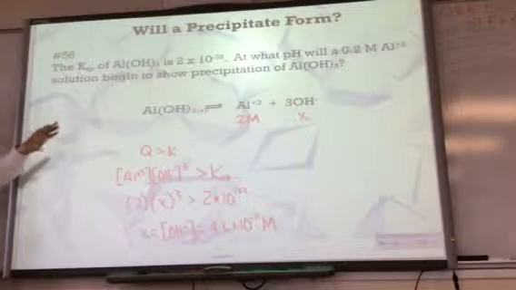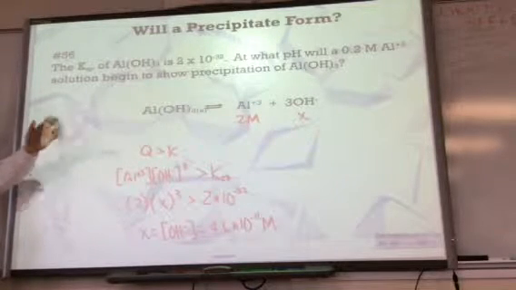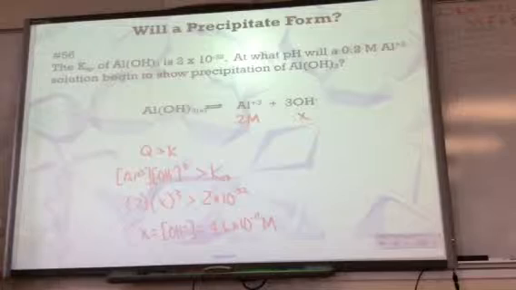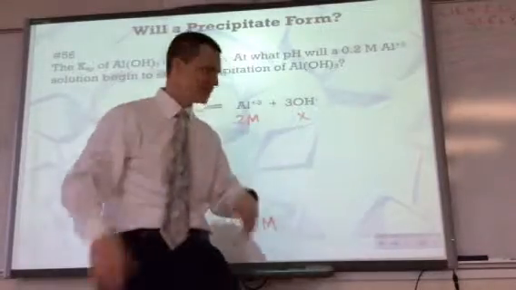Okay, so you'll have to do problems like this that ask you, will a precipitate form or won't it? Like what does the concentration of something have to be to just start making precipitate, that kind of thing. So these problems aren't terrible. You just use the Q value as a greater than or less than K.